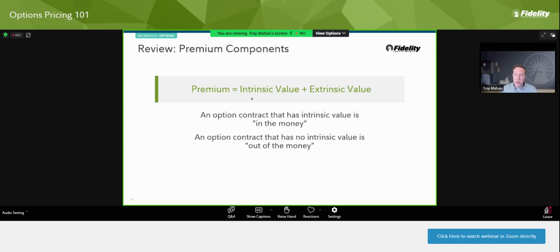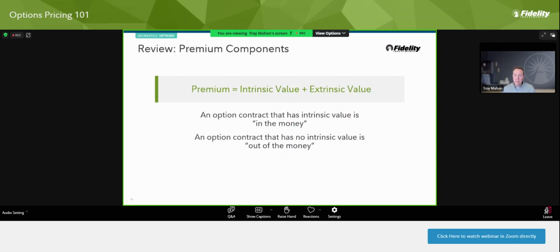So when we look at an option contract, an option that is in the money has intrinsic value. For a call option, this means our strike price is under the current fair market value. For a put option, that means our strike price is above our current trading price. Let me say that one more time. Intrinsic value for call options is when our strike price is below the current trading price of the underlying, and for a put, the strike is above the current price of the underlying.